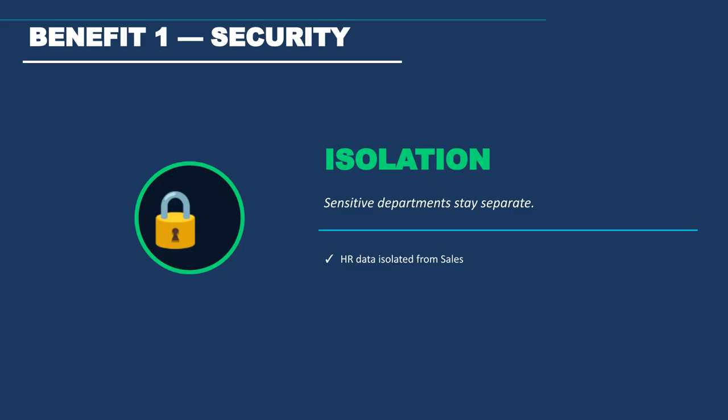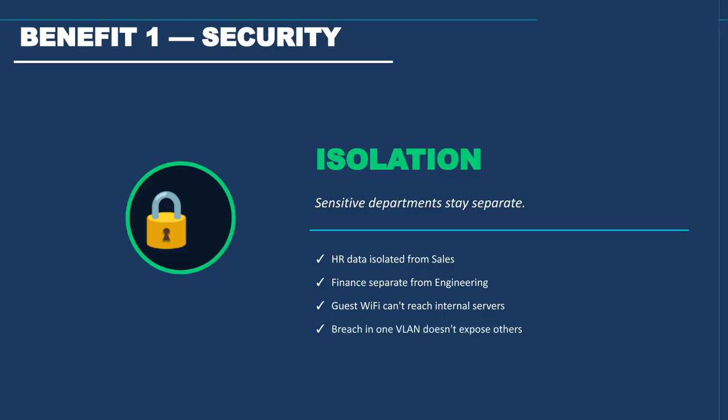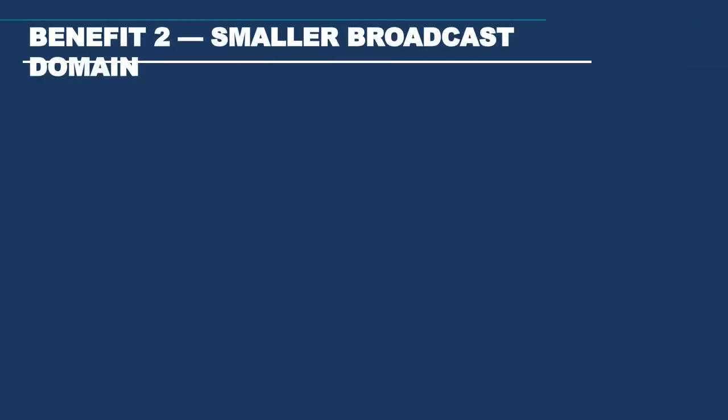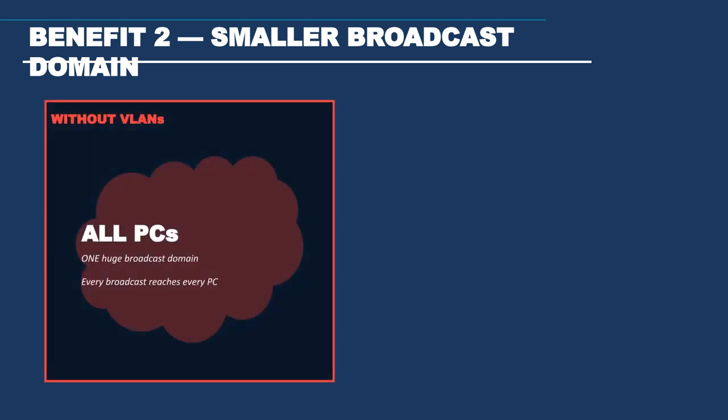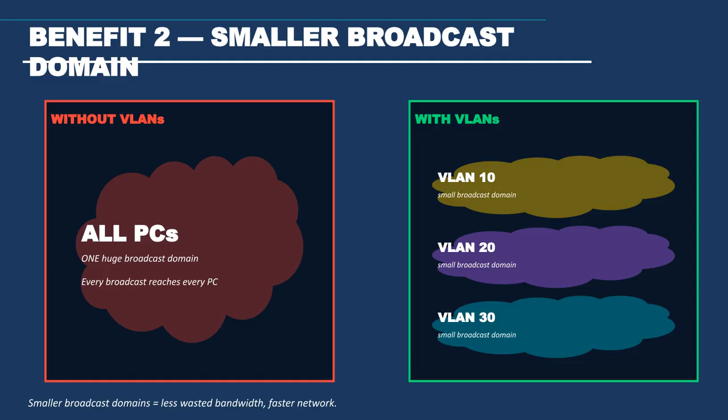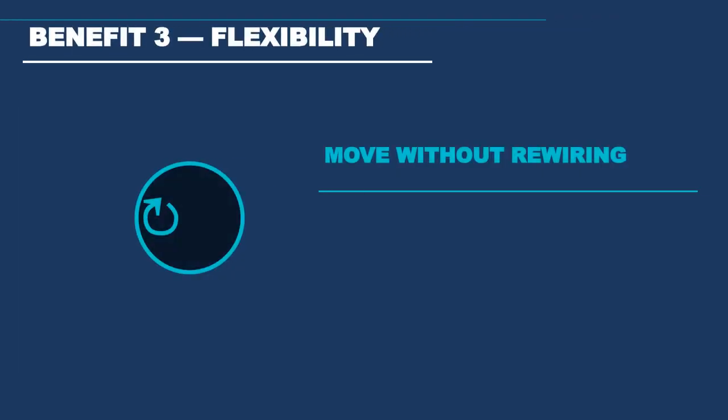Separating departments like HR and sales, or guests from internal servers, ensures that a breach in one VLAN does not expose others. Another benefit is a smaller broadcast domain. Without VLANs, you have one huge broadcast domain. With VLANs, you have several small ones, meaning less wasted bandwidth and a faster network.